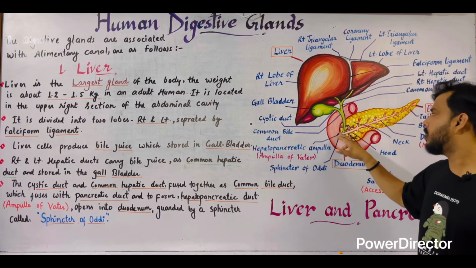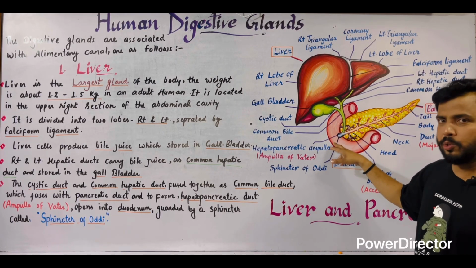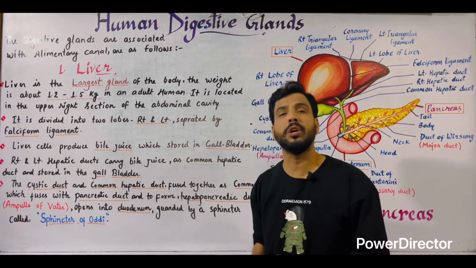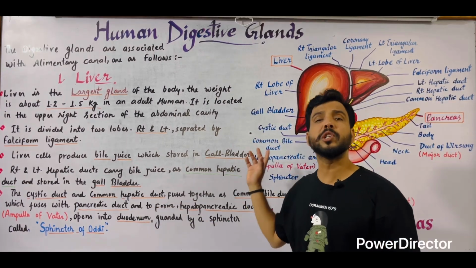The bile juice enters into the duodenum through a sphincter or valve which is known as the sphincter of Oddi. So that was the information about the liver.